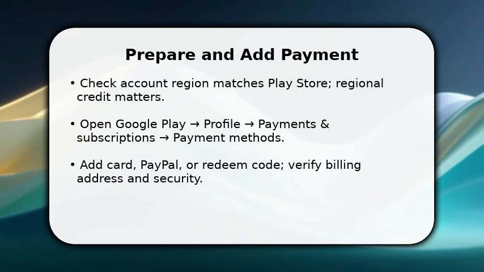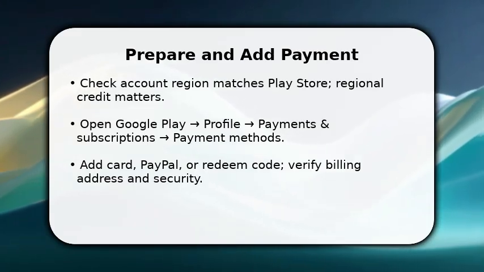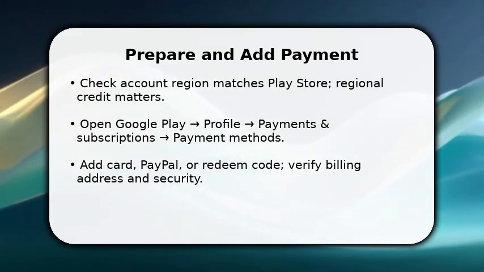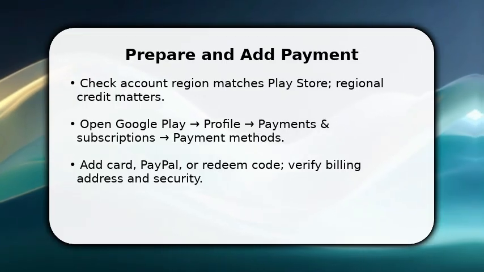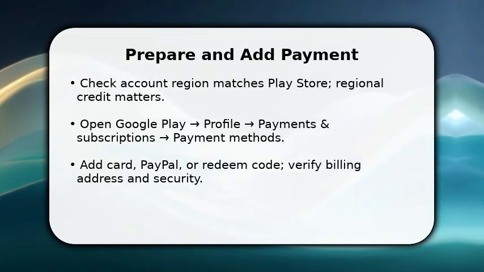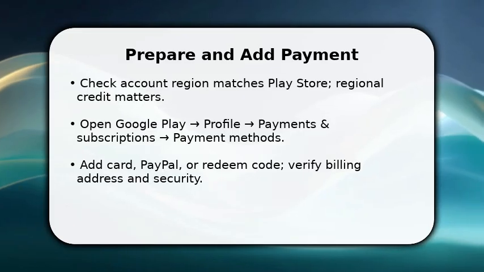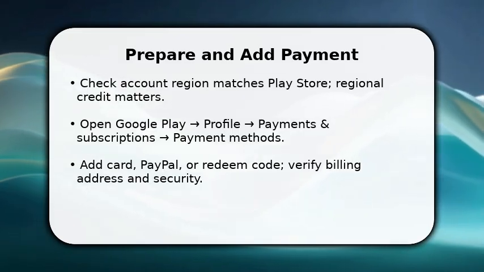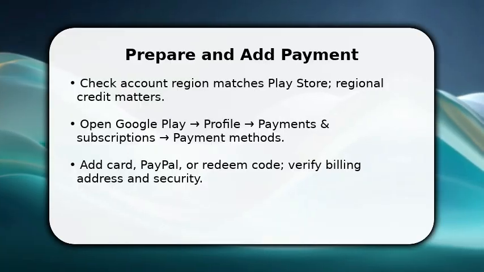You start by confirming your Google account region and payment eligibility because Play Credit is region-locked and tied to your billing profile. Next, open Google Play, tap your profile, then Payments and Subscriptions and Payment Methods. This is where you add a card or link PayPal.